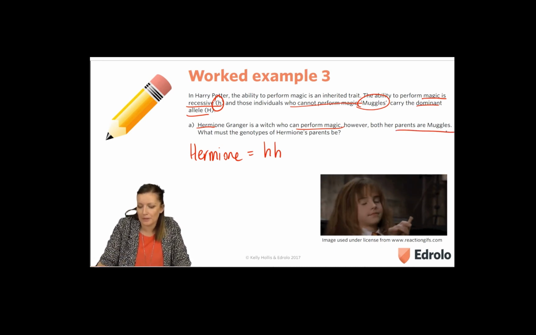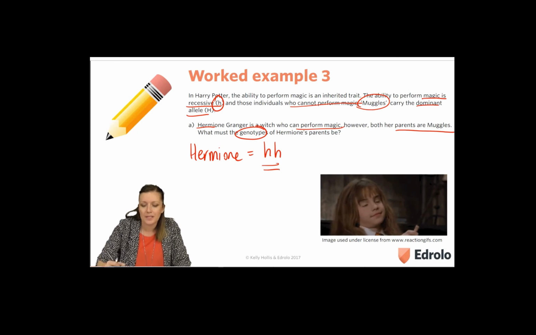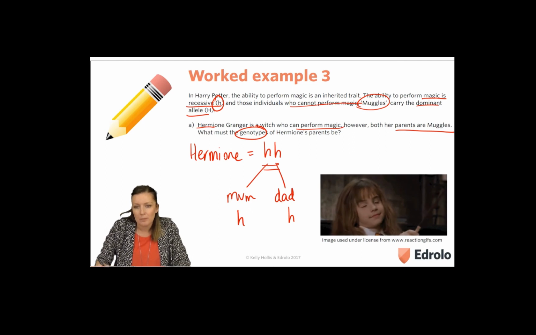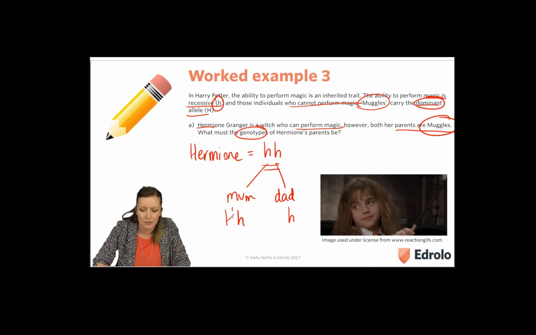Okay, but both her parents are muggles. We need to work out the genotypes of her parents in order for Hermione to get 2 little h's. So in order for Hermione to get 2 little h's, remember that we get one from mum and one from dad. That means that mum must have a little h and dad must also have a little h. But remember, neither of them can perform magic because they are muggles, so they also must carry the dominant allele, which means that their genotypes both must be big H, little h.